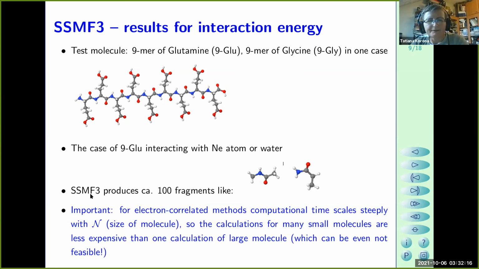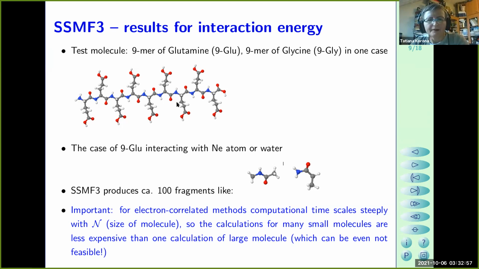This SMF-free approach produced about 100 fragments like these two, so they are all of more or less the same size. And so see that for electron correlation methods, such fragments are not problems, even for advanced ones like the CC-dependent LST method, canonical ones, while calculation of CC-dependent LST for the original molecules can be difficult.